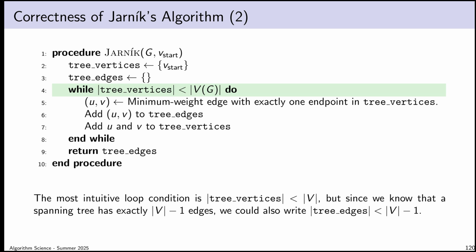Now, that's the most intuitive loop condition to me, but we know that, when we're done, we're going to have a spanning tree which contains exactly n-1 edges on a graph with n vertices, so we could actually use this as our loop condition. That would work fine as well.